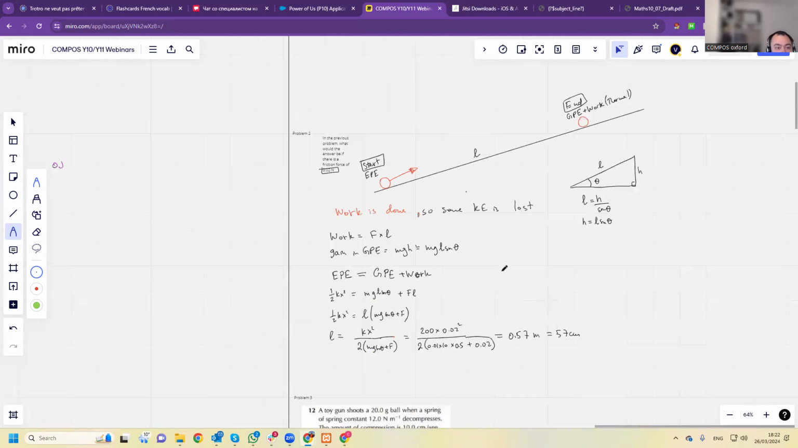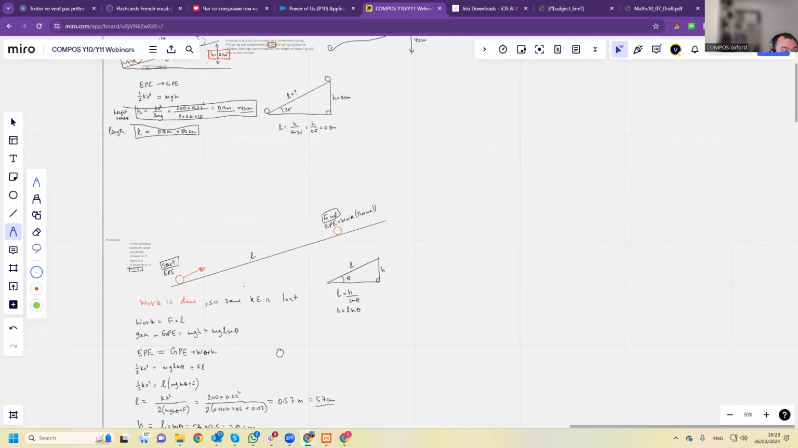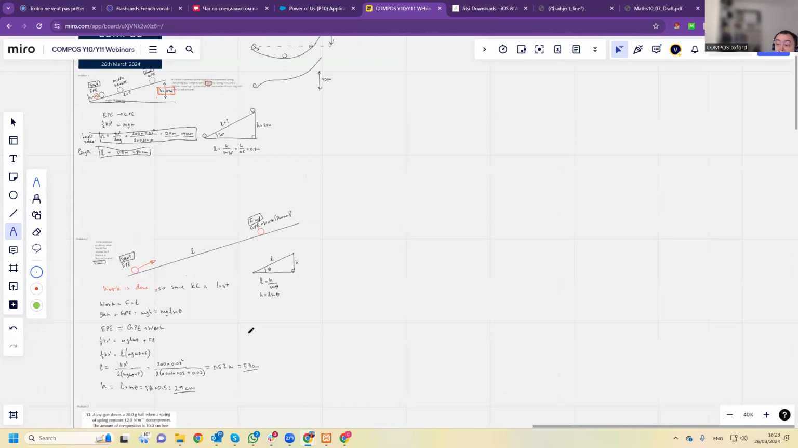Then it makes perfect sense, right? Because if there's friction, it will only go up by 57 centimeters. And the height would be L times sine theta, which is 57 times 0.5, which is 29 centimeters. It will only go up 29 centimeters rather than 40 centimeters, which also makes perfect sense.